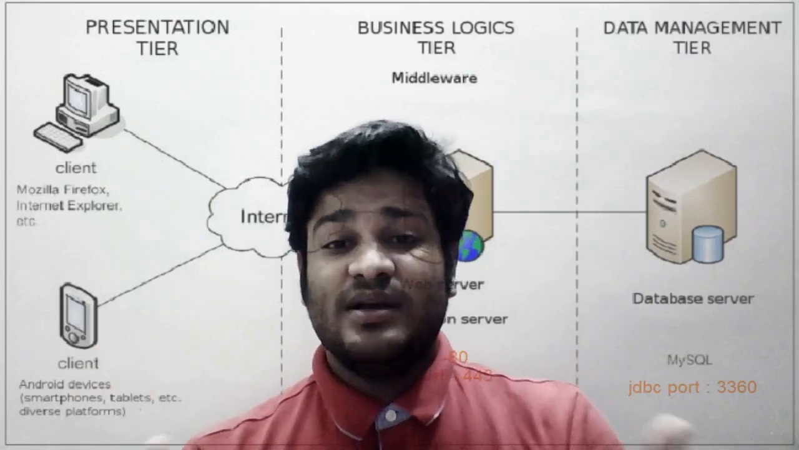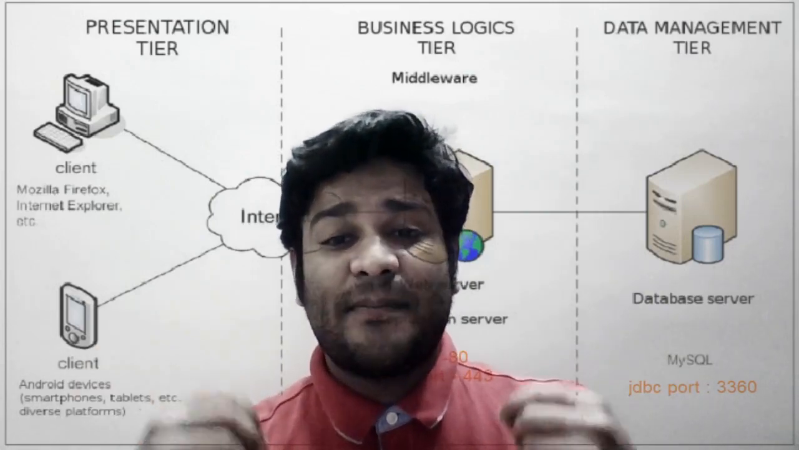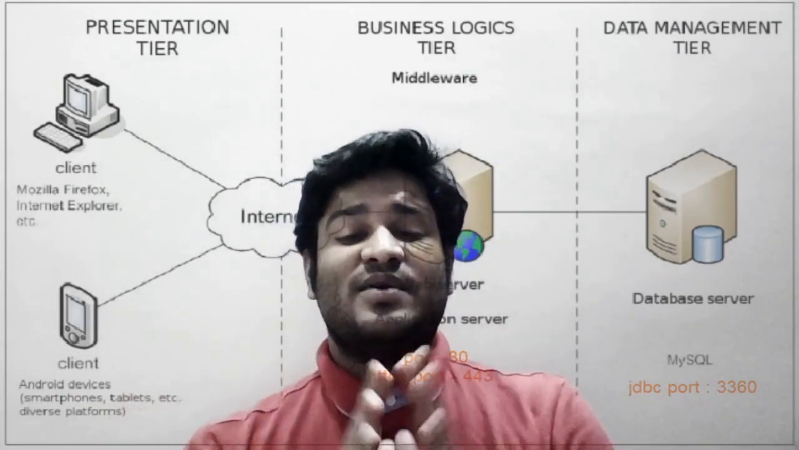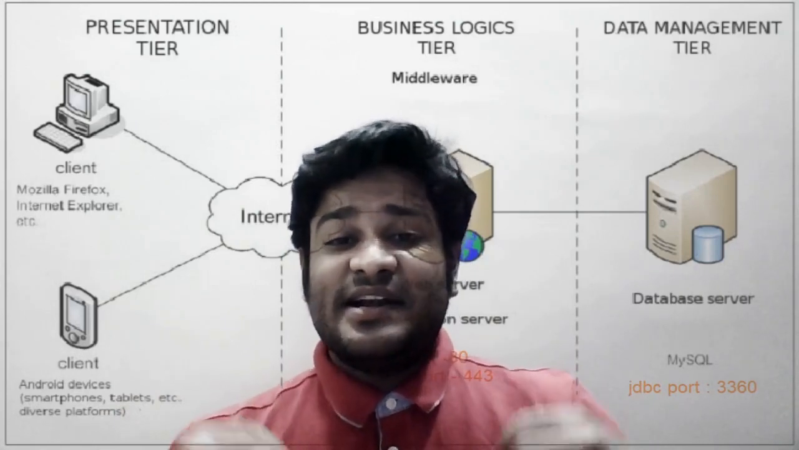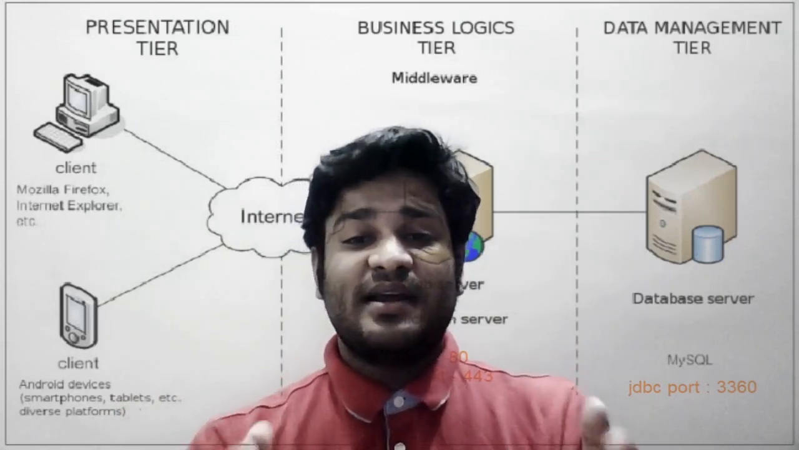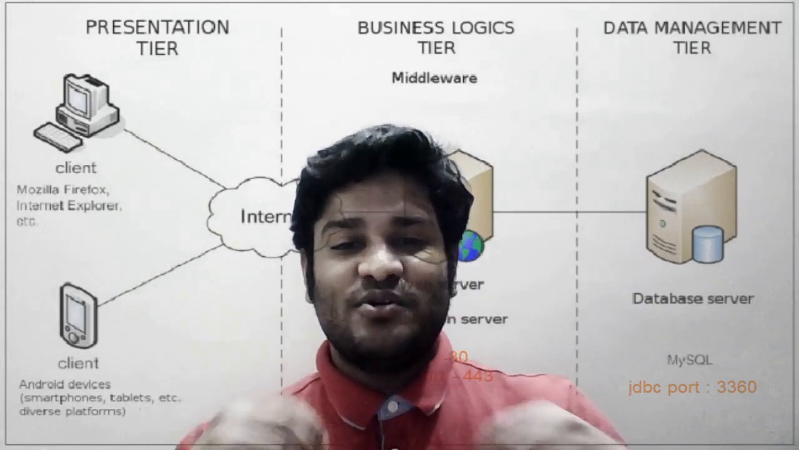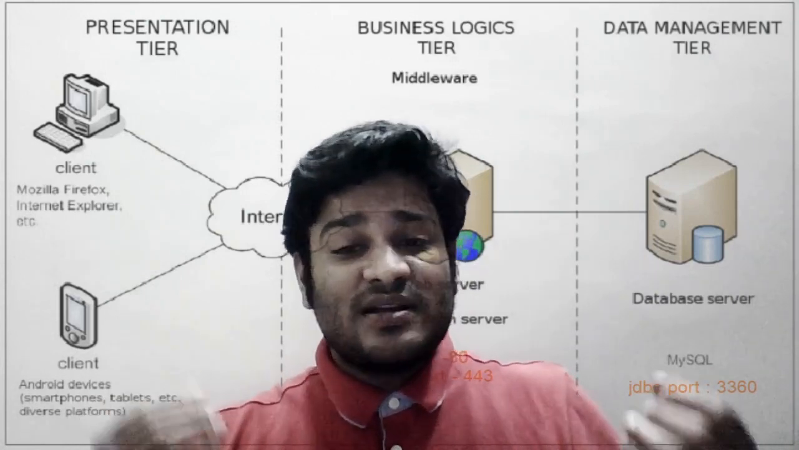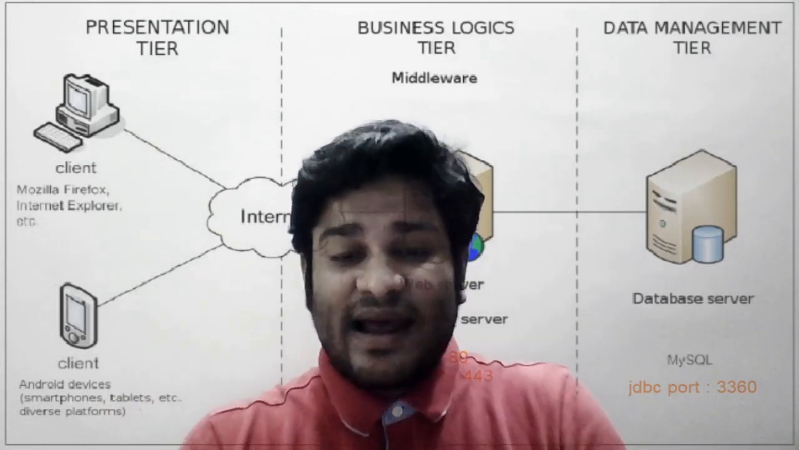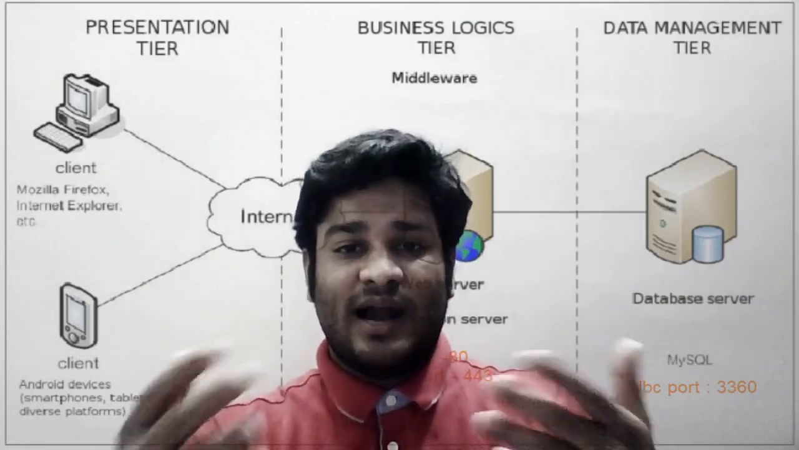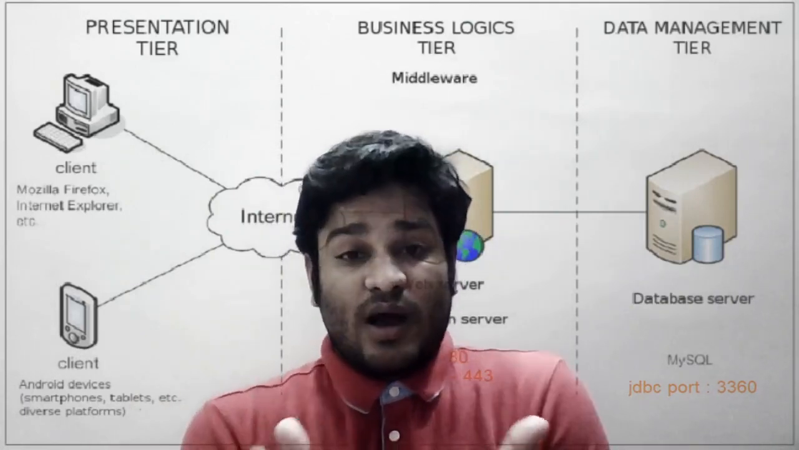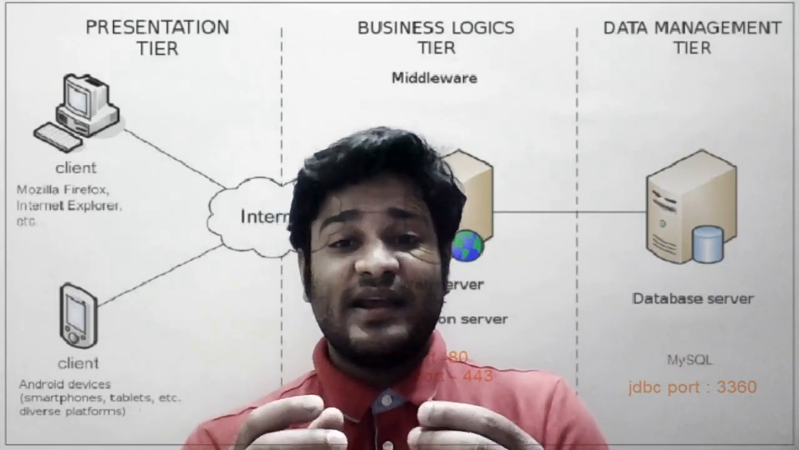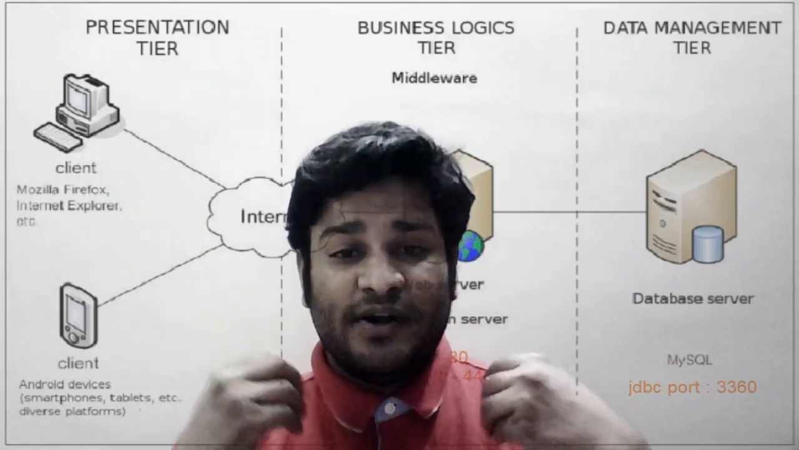What is an HTTP server? An HTTP server is a server which has the capability of taking in HTTP requests and responding to them. A database server has the capability to take in JDBC requests and respond to them. An XMPP server is a server which has the capability of taking in XMPP requests and responding to them. It can be any kind of protocol. It can also be an FTP server. What is an FTP server? An FTP server is a server which has the capability of taking in FTP requests and responding to them.